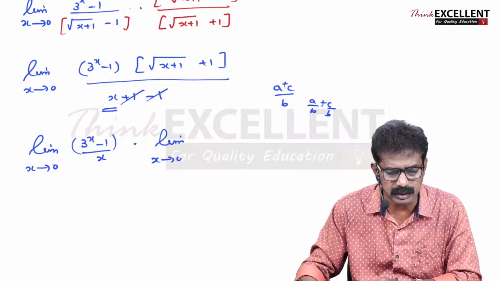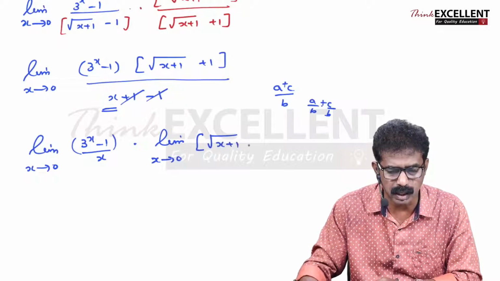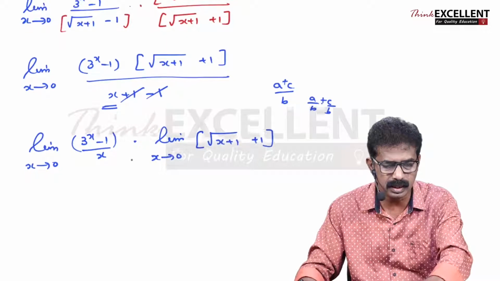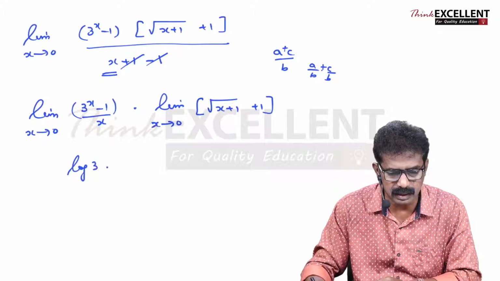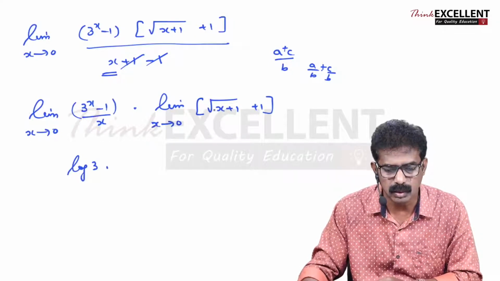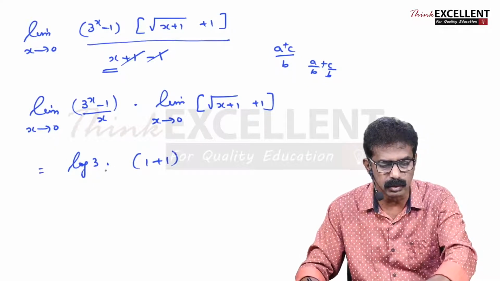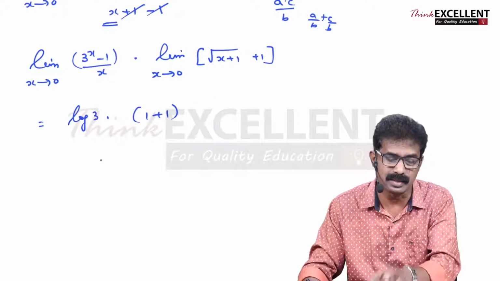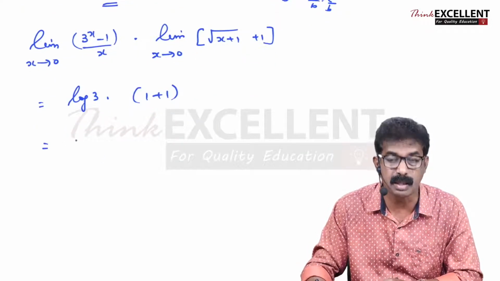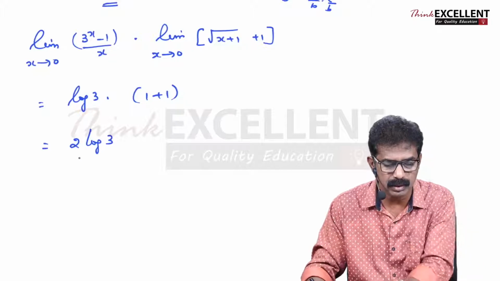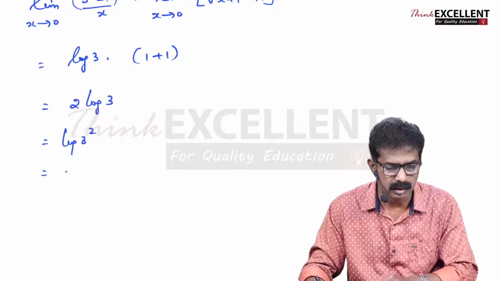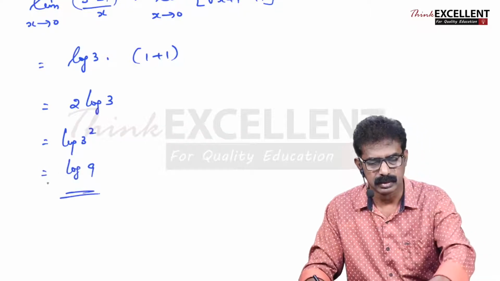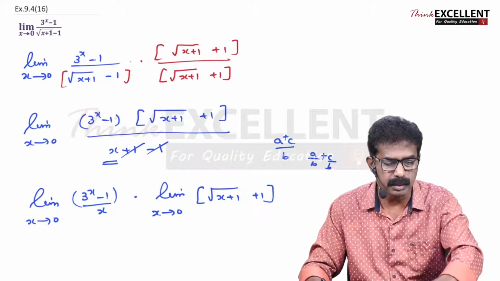So limit x tends to 0, root of x plus 1 plus 1. For the first one here, it is log 3, right? So this is log 3 into, when you put 0 here, root of 0 plus 1, that is root 1, which is 1, plus 1 is 2. So don't multiply 3 into 2 and get 6. No. Log 3 separately, into 1 plus 1 which is 2. That 2 comes in front: 2 log 3. Apply the power rule, so you can write it as log 3 squared. Log 3 squared is what? Log of 9. So root is there, so you multiply numerator and denominator by the conjugate.